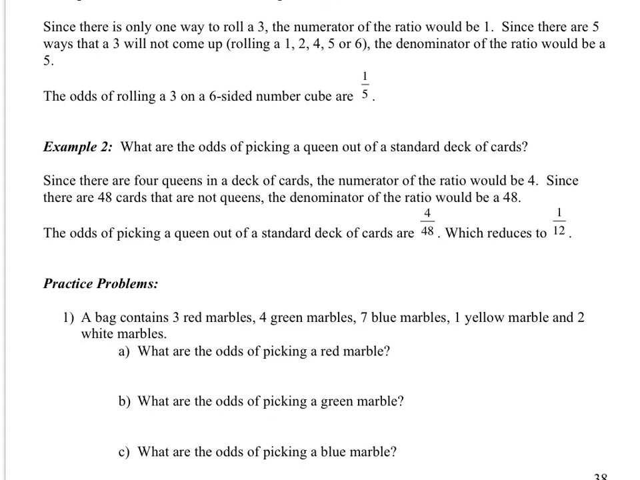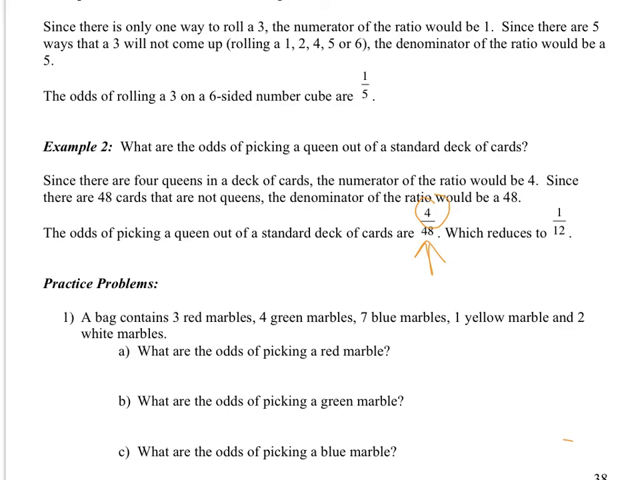Example 2 says, what are the odds of picking a queen out of a standard deck of cards? How many queens are there? Because queens are what we want. There are 4 of them. But how many cards are in that deck that we don't want? We don't want everything else that's not a queen. So the 52 cards minus those 4 queens that we want leaves us with 48 cards that we don't want. So that reduces to 1 over 12, or 1 to 12.